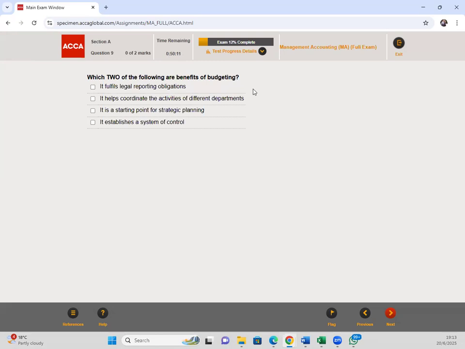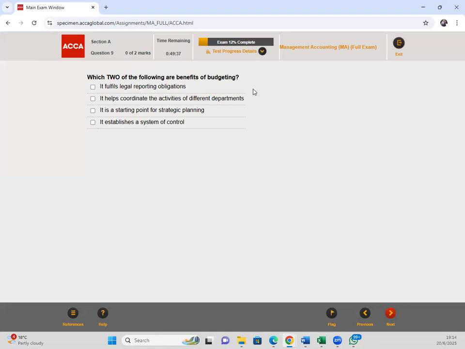It fulfills legal obligations. That's a lie. A company is not forced to prepare the budget. It is not a legal obligation to prepare the budget. Number 2, besides it not being a legal obligation to prepare the budget, what else have they said which is not true? The question wants which ones are the benefits.